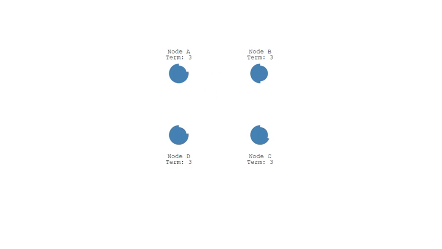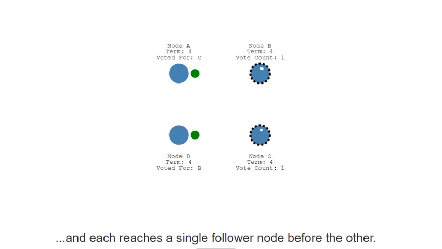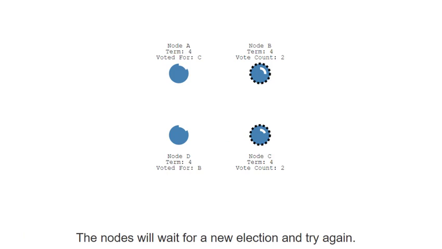Suppose we have 4 nodes and 2 of them become candidates at the same time. Okay, so you see that 2 nodes both start an election for the same term and each reaches a single follower node before the other. Now each candidate has 2 votes and can receive no more for this term. The nodes will wait for a new election and try again.